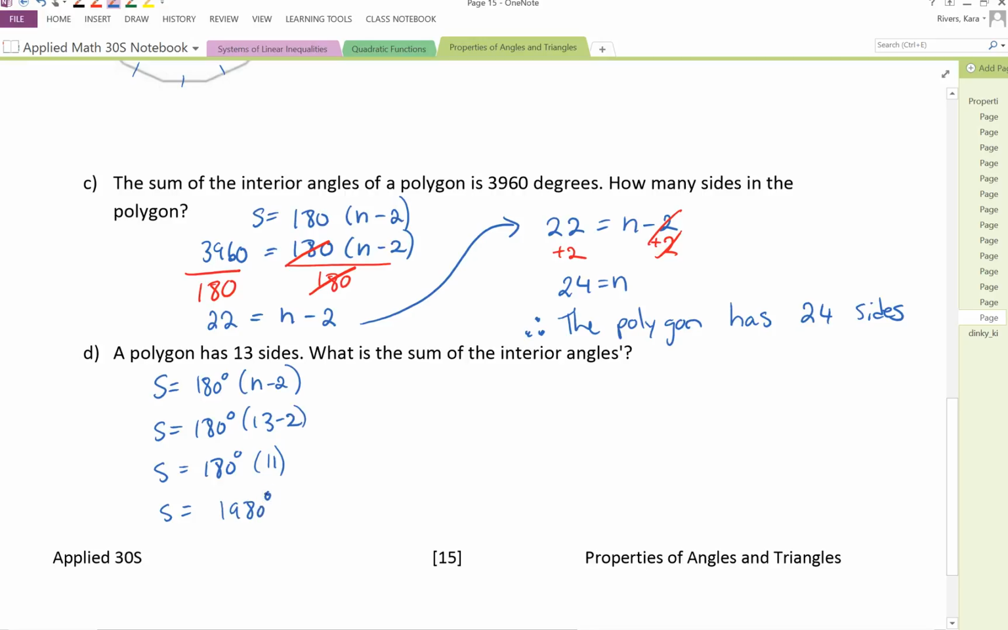The hardest part is just knowing what they're asking for and how to use this formula over and over again.